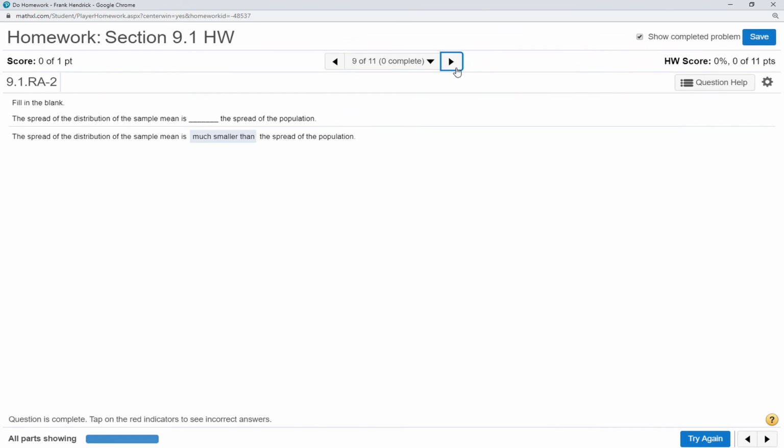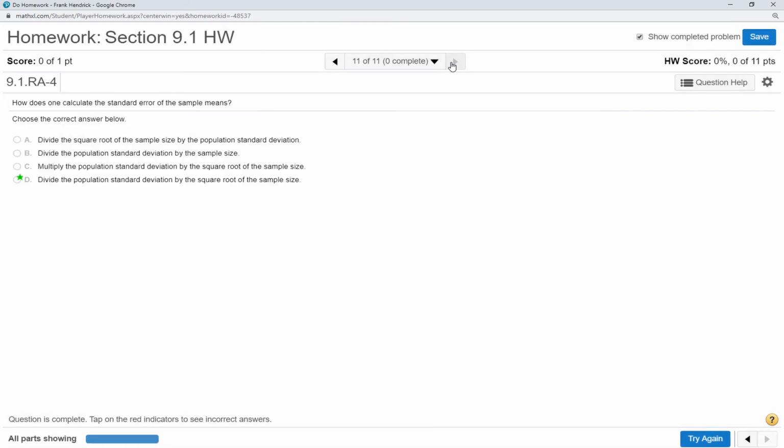The spread of the distribution of the sample mean is much smaller than the spread of the population. As the sample size increases, the spread of the sample means decreases. How does one calculate the standard error of the sample means? Divide the population standard deviation by the square root of the sample size.